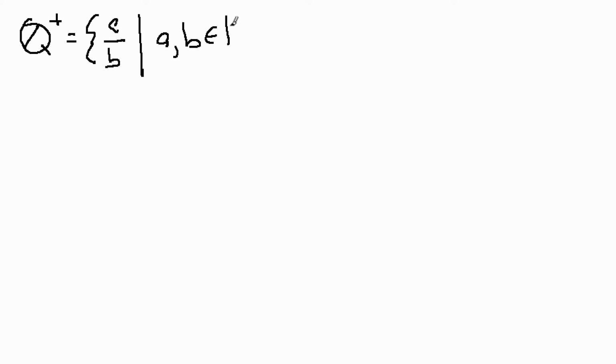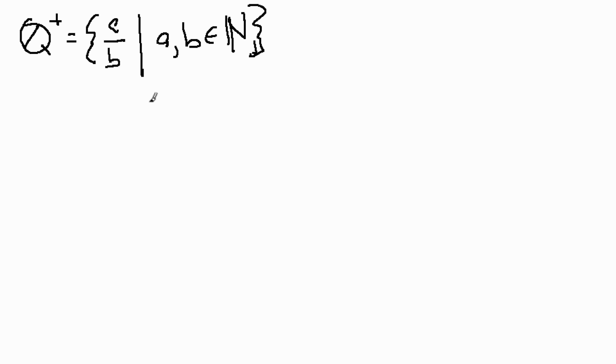Okay, so you may recall before we talked about Q. But what I want to do is talk about Q plus, the positive rational numbers. So what that's equal to is the set of all A over B such that A and B are contained in the natural numbers. And I don't even need to say B doesn't equal 0 because the natural numbers don't contain 0. So I'm just going to say this. Okay? Now, watch this very closely because we're going to be doing stuff like this again and again and again.